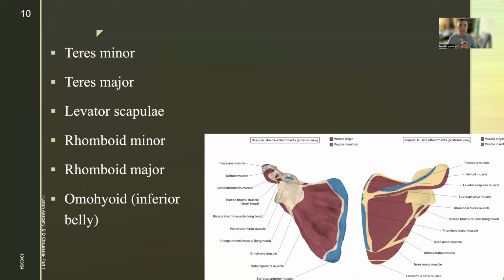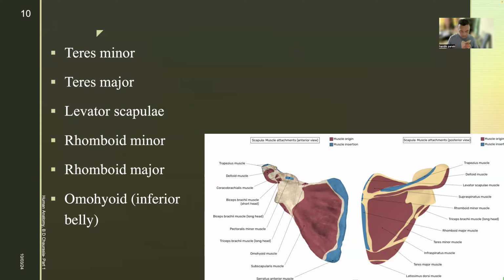Then you have teres minor, teres major. They originate from the lateral border of the scapula. The teres minor originates from the upper two-third of the rough strip, and the lower one-third is for teres major. On the lateral border, upper two-third is for the teres minor, lower one-third is for the teres major.